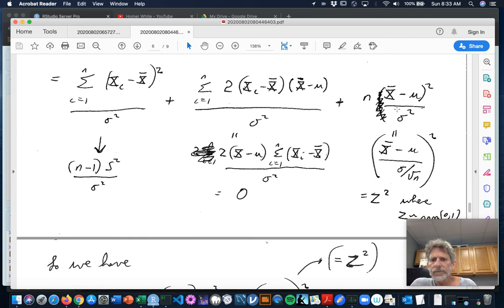Well, I could actually rework this (x bar minus mu) squared over sigma squared times an n up here. Instead of times an n, I could say sigma squared divided by n. If I divide the bottom by n, that's the same as multiplying on the top by n.